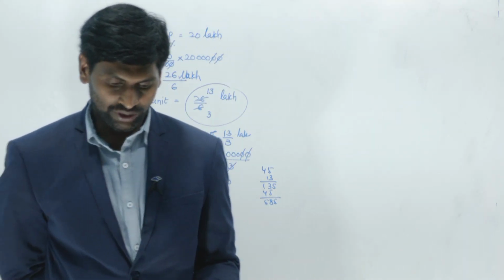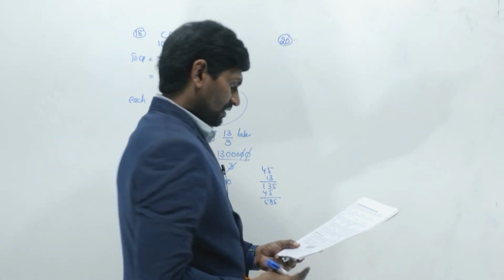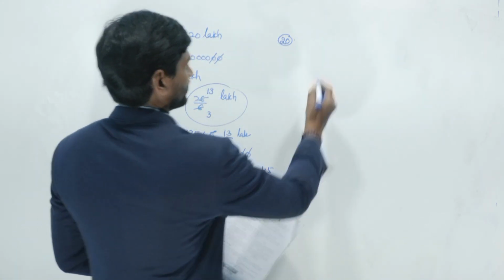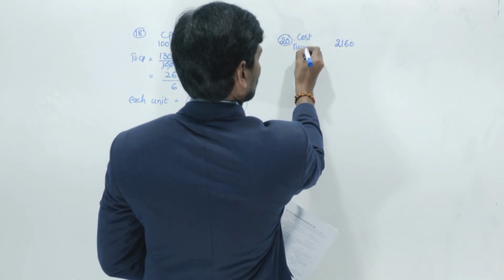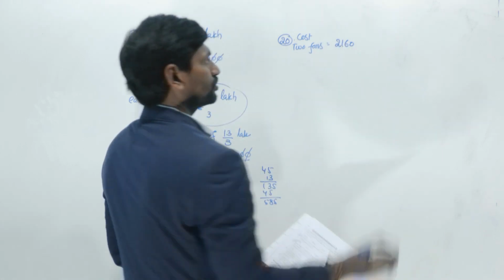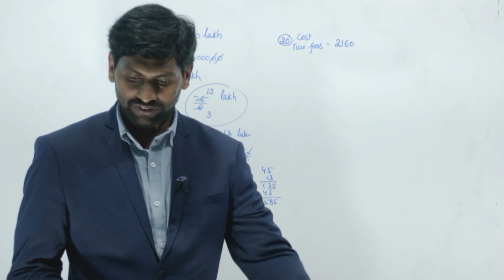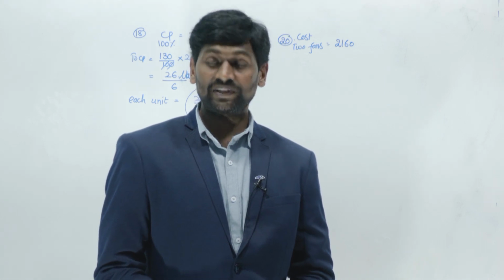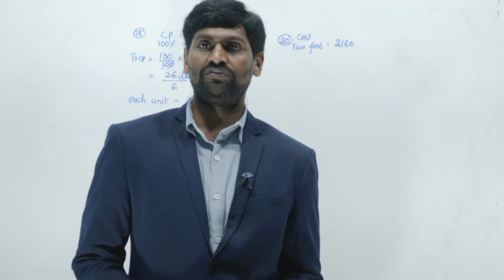So 19th one you can try on your own. Let us go to the 20th question. A man purchases two fans for 2,160 rupees. Cost of two fans is 2,160 rupees. By selling one fan, he got the profit of 15% and on another one 9% loss. So he neither gains profit nor loss on the whole transaction. Find the cost price of each of them.